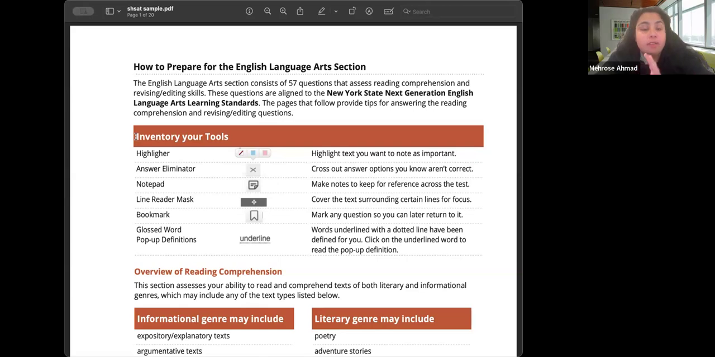organization as a whole, and really emphasize the importance of understanding each of the tools and when to use them. So for example, here they give an inventory of the tools specifically for the English language arts sections. And let's just go over them one at a time. So the first tool is a highlighter. Highlight text you want to note as important.